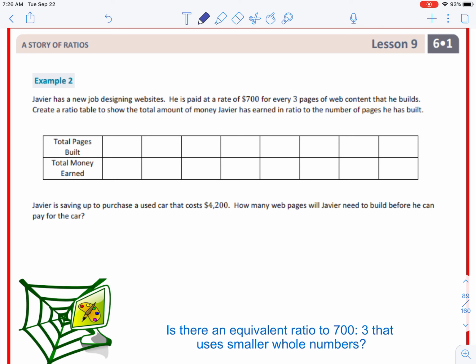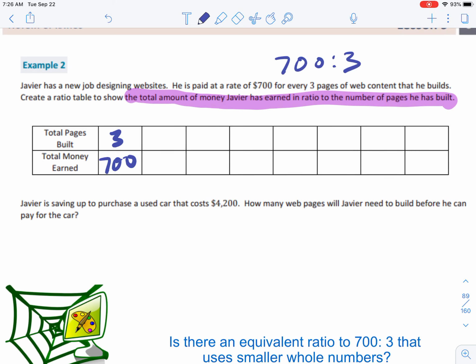The ratio shows the total amount of money Javier has earned in ratio to the number of pages he has built. So our ratio is 700 to 3. For every $700, he makes 3 pages of web content. So I'm going to put 3 for total pages built, and total money is 700. Now I want you to complete that table. Pause the video, and then try to answer the question below. Okay, go.